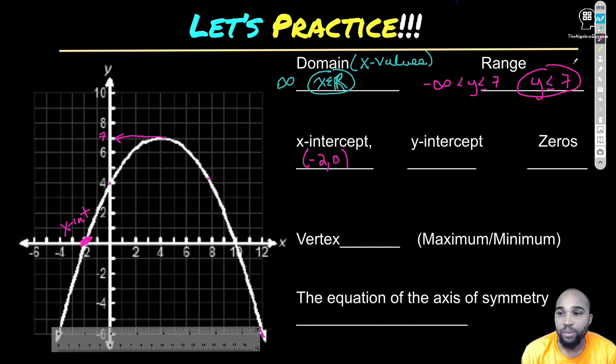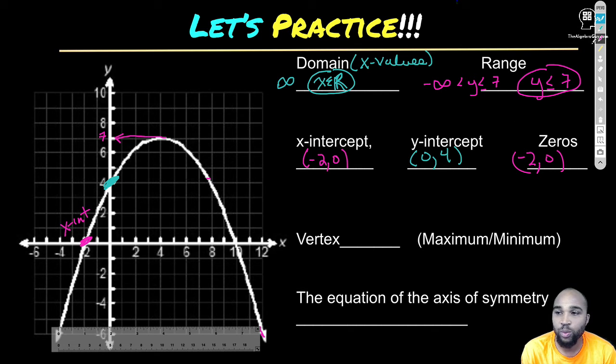What about y-intercept? Y-intercept is going to be where we found it a second ago. Right there is where it crosses this graph, this equation, this parabola is crossing the y-axis at that point. What point is that? That is at point (0, 4). My 0 is going to be the same thing as my x-intercept.